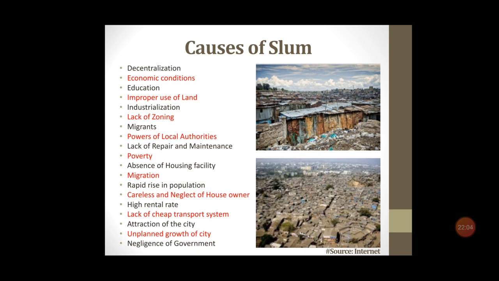What are the causes of slum? There are a number of causes of slums such as decentralization, economic condition, education, improper use of land, industrialization, lack of zoning, migrants, powers of local authorities, lack of repair and maintenance, poverty, absence of housing facility, migration, rapid rise in population, carelessness and neglect of house owner, high rental rate, lack of cheap transport system, attraction of the city, unplanned growth of city and negligence of the government. These are the various causes which promote the development of slum in a particular area.